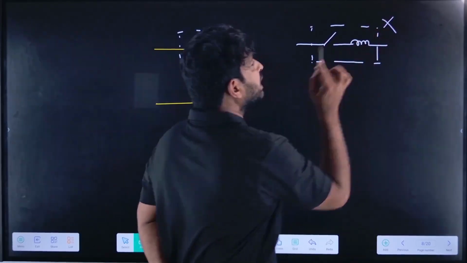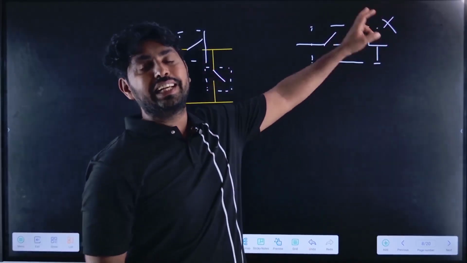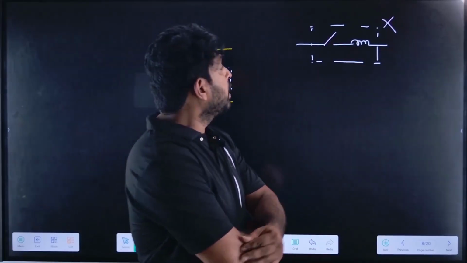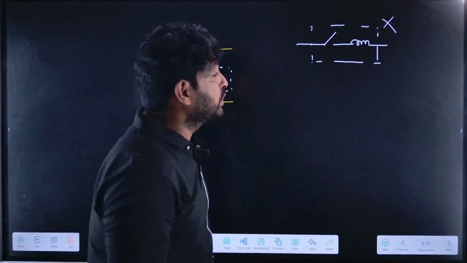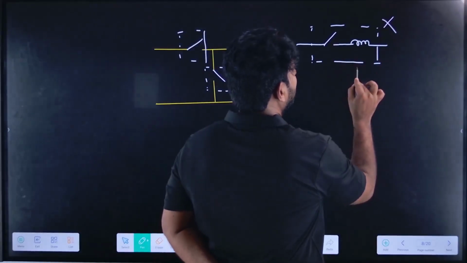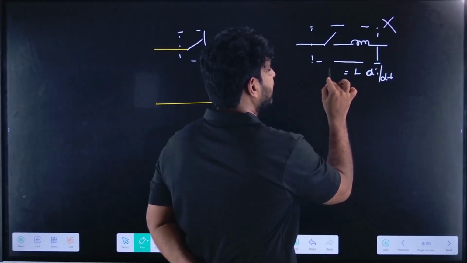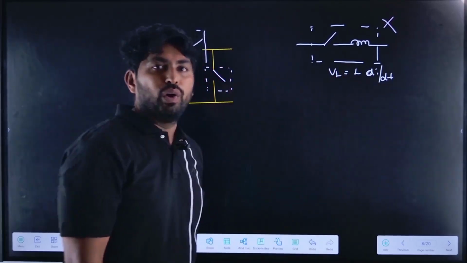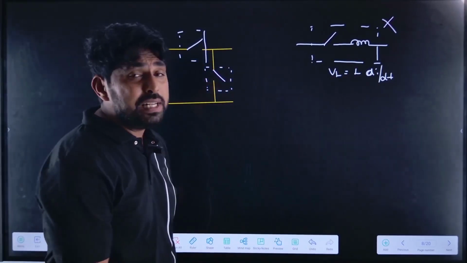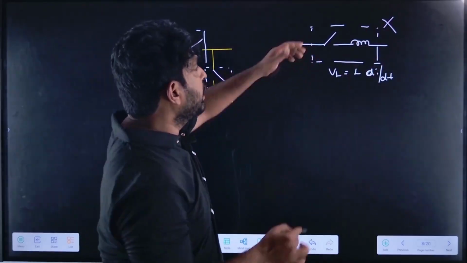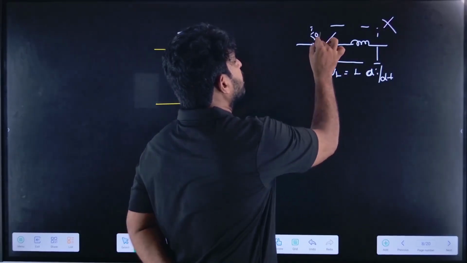So we should not connect the inductance in series with the switch. If I connect the inductance in series with the switch, what happens? Here L di by dt is the voltage across the inductance. If I interrupt the current suddenly, for example, initially it is having 50 ampere something.